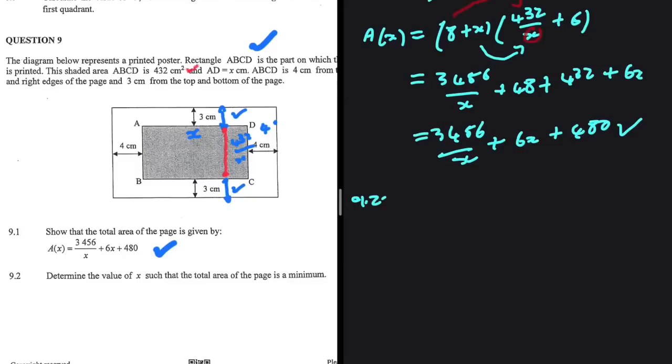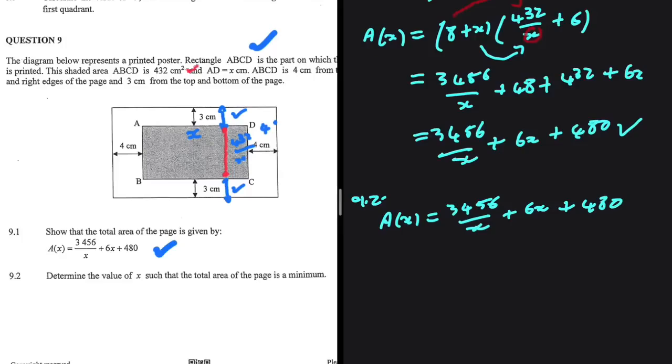In 9.2, we're supposed to determine the value of x for which the total area will be a minimum. You know fully well, this is almost always the case. We're going to differentiate the equation in 9.1 and equate to 0. Let's do that first, and we're going to talk about why we're doing that. So A of x is equal to 3,456 divided by x plus 6x plus 480.